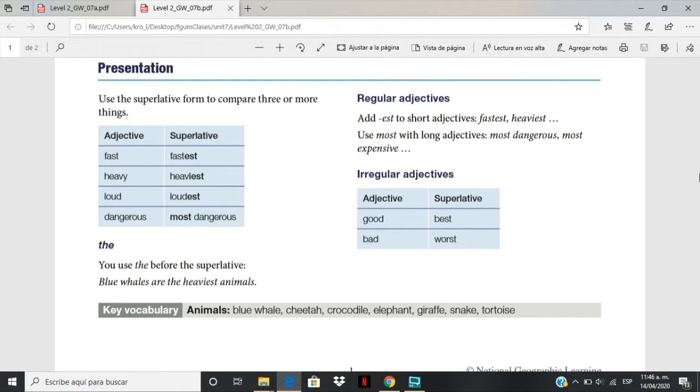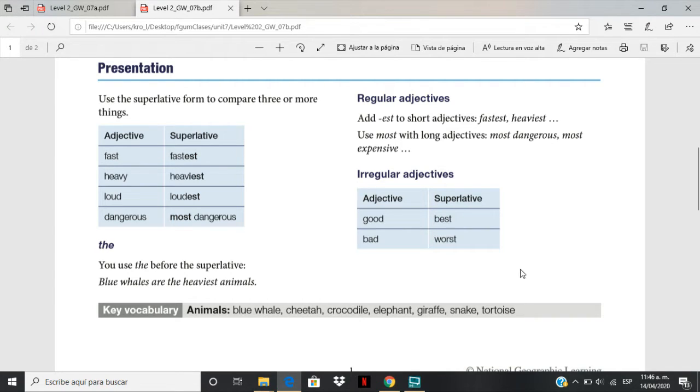The most, we use most with long words or long adjectives, adjectives with two or three syllables. That two syllables that don't end in y, okay? Don't end in y. So most dangerous, most expensive. So they are long words. And we have some irregular adjectives. Remember, the irregular were good and bad. So good, best, bad, worse.